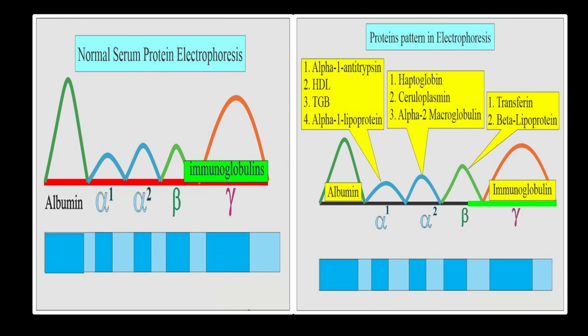The slide shows a normal protein electrophoresis: albumin, alpha 1, alpha 2, beta, and gamma globulin, and the structure of it. Alpha 1 antitrypsin, HDL, alpha lipoprotein, haptoglobin. Another one, beta 2, alpha 2 macroglobulin, ceruloplasmin, haptoglobin. Second, beta 2 and gamma 2: hemoglobin, transferrin, beta lipoprotein.